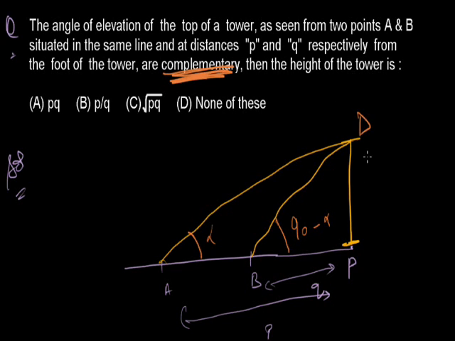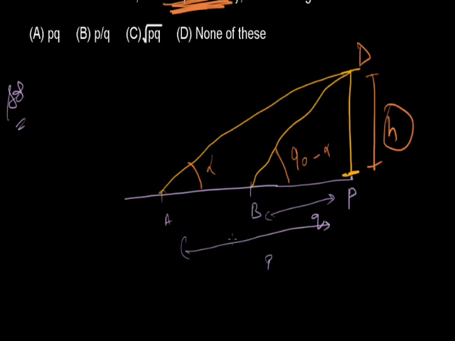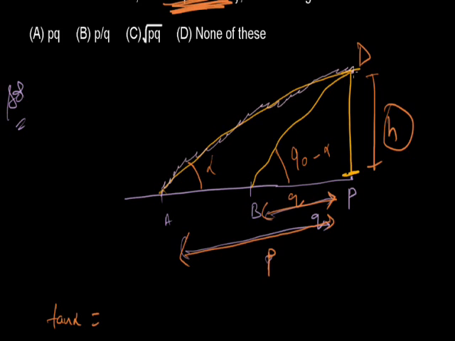Let this height be H. Then we need to calculate this height H over here. We know the values of P and Q here. This is Q, this is P, this is P, and this is Q. Now let's apply the trigonometric ratios here. Tan alpha. If I apply tan alpha, I have to see where alpha is. This alpha is given here. Now if I say this is alpha, that means I am looking at the triangle ADP.